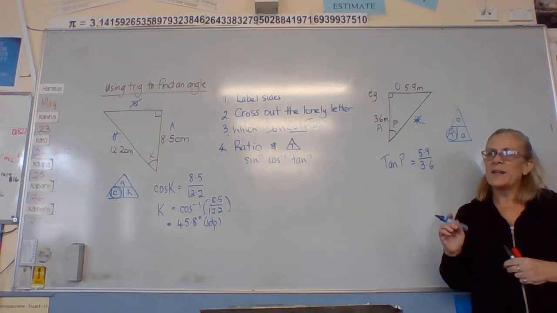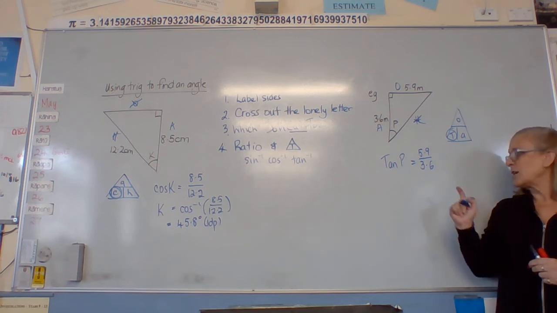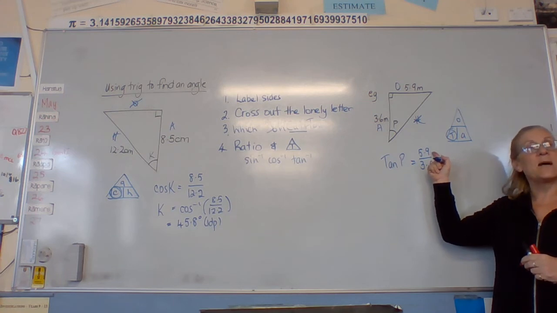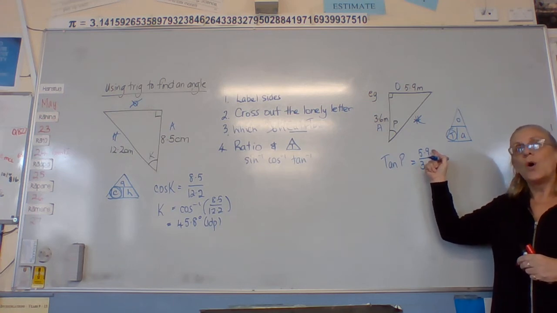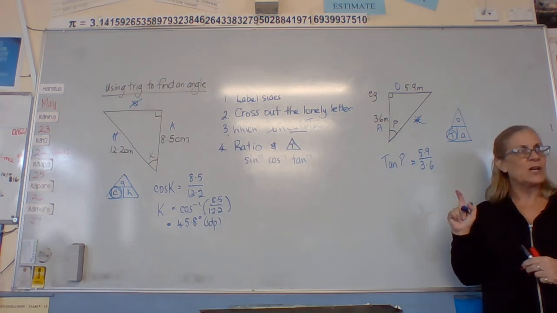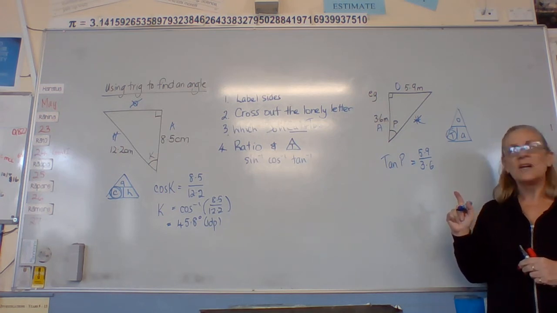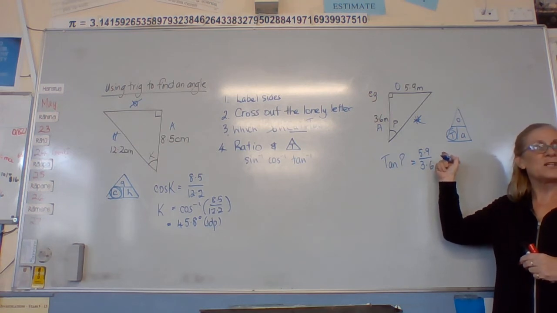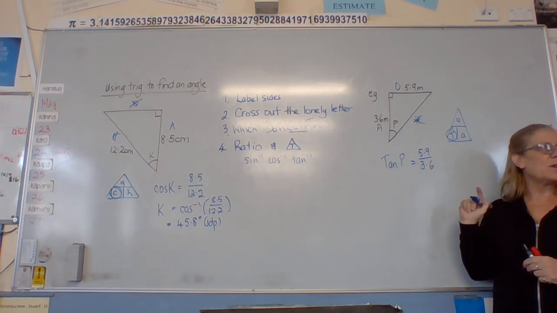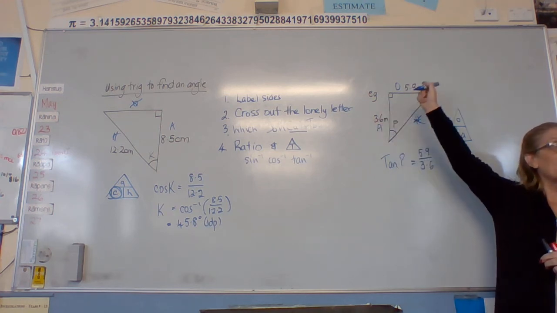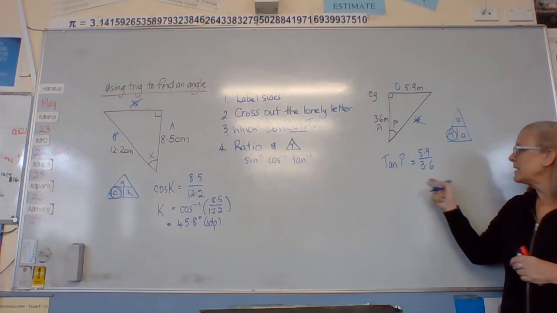Now that brings us to another fact, and that fact is only tan can deal with having the biggest number on the top. All the other ones must have the smallest number on the top or they won't work, because it's not actually a triangle. What you're trying to say, if the bigger one is on the top, is the hypotenuse is smaller than one of the other sides. It only works in tan because we're not dealing with the hypotenuse. All right? So we've got this.